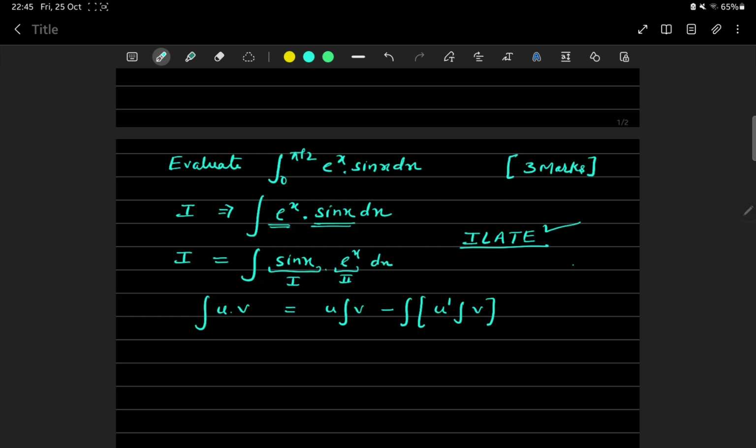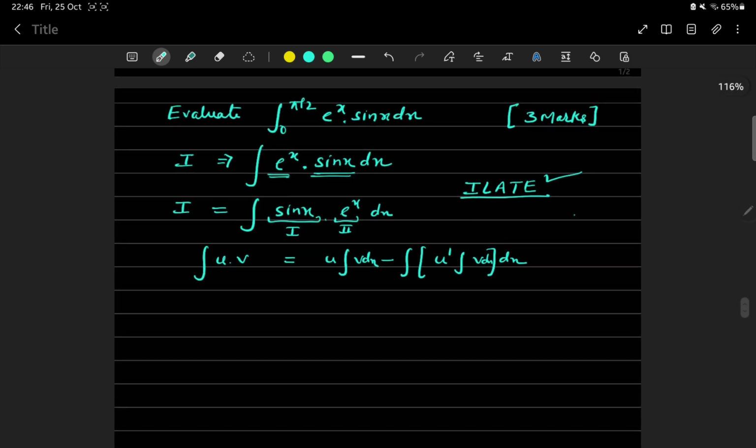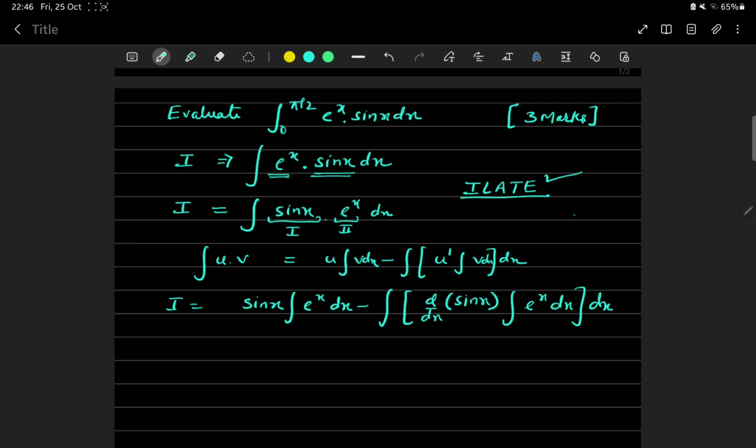Okay, so in this way we can write it down, dx, and here also dx, and this is also dx. So in this manner we can integrate it. Okay, so apply this concept here. So this will become I equals to, now our first function is sin x, so sin x, keep it as it is, integrate e to the power x dx minus integration, open square bracket, d by dx of sin x, that is the first function, and again integrate the second function. Okay, like this. So we have applied the concept of integration by part here.